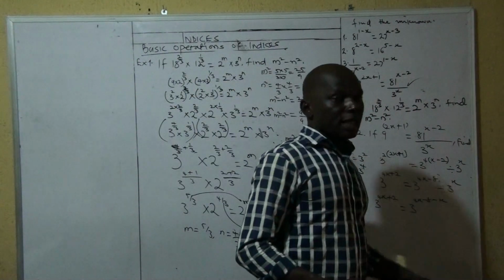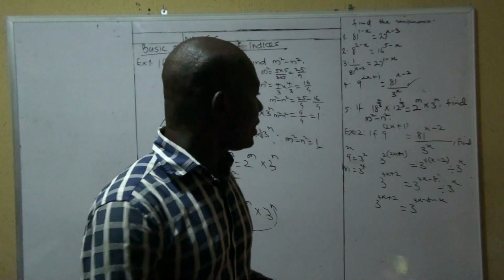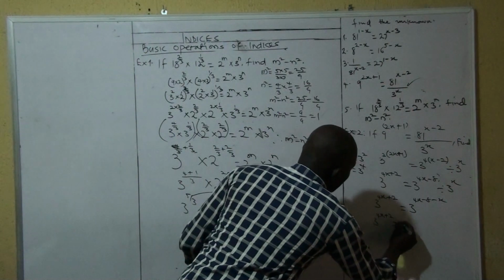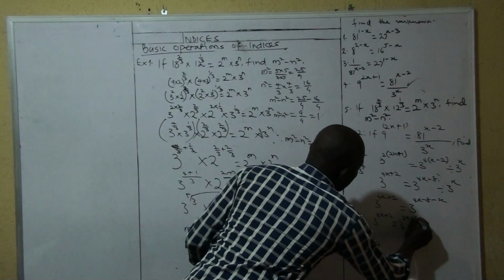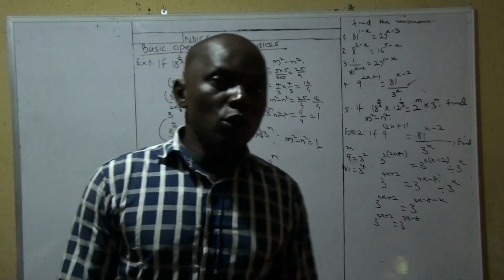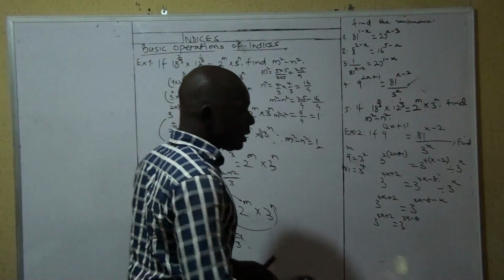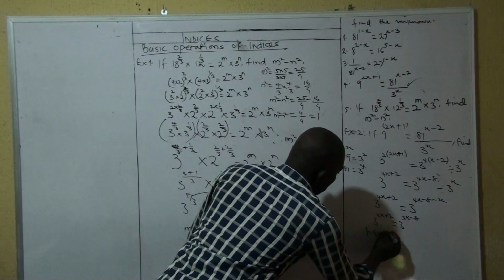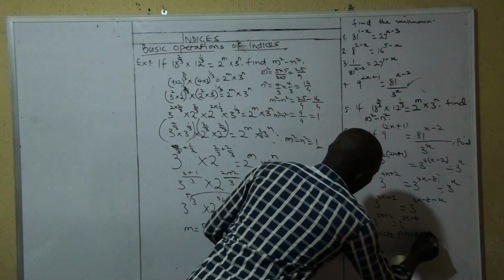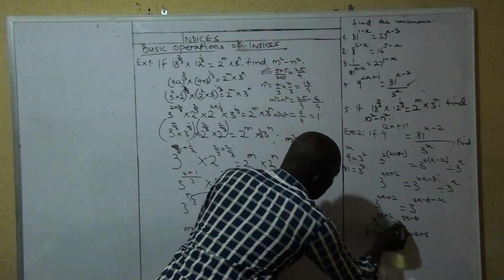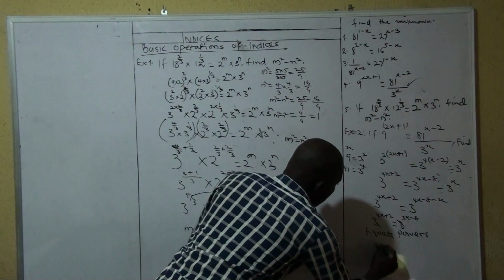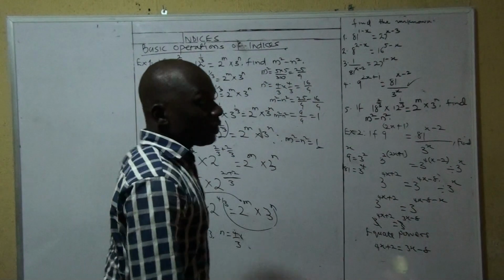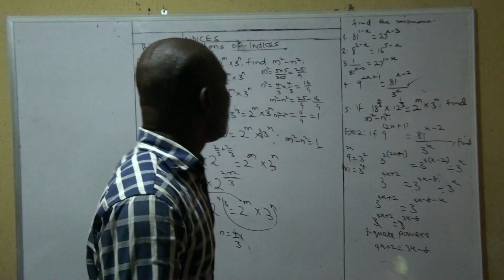So 4x minus x, how many x will be left? We'll be left with 3x. So here we have 3 raised to the power 4x plus 2 is equal to 3 raised to the power 3x minus 8. So what we need to do here, having got to this point, is to equate powers. Equate what? Power with power. If we equate power, that means the bases are off. We are saying 4x plus 2 is equal to 3x minus 8.